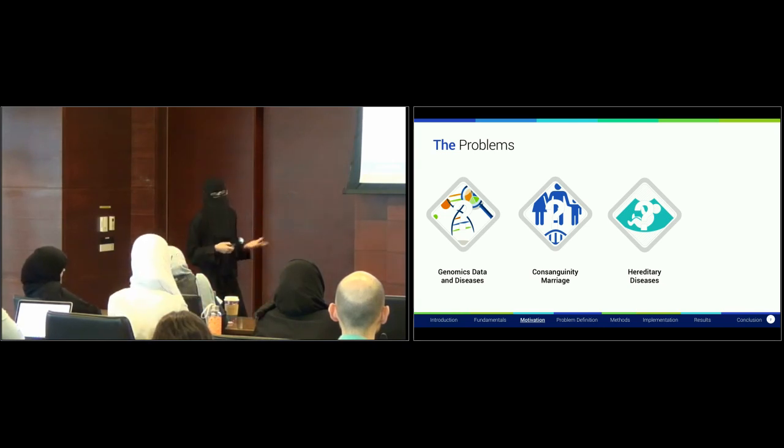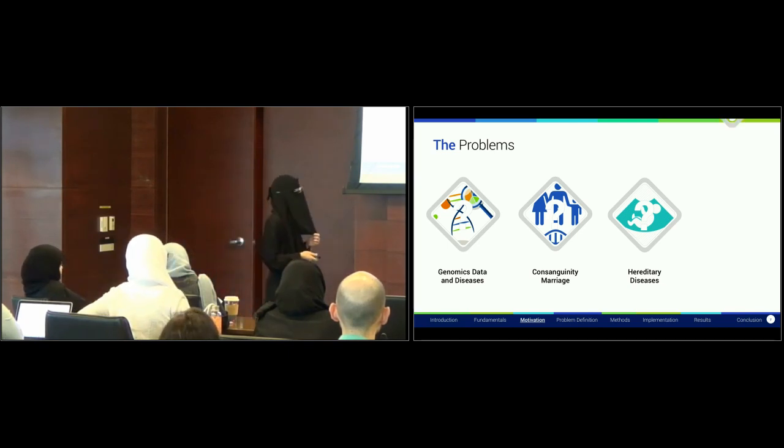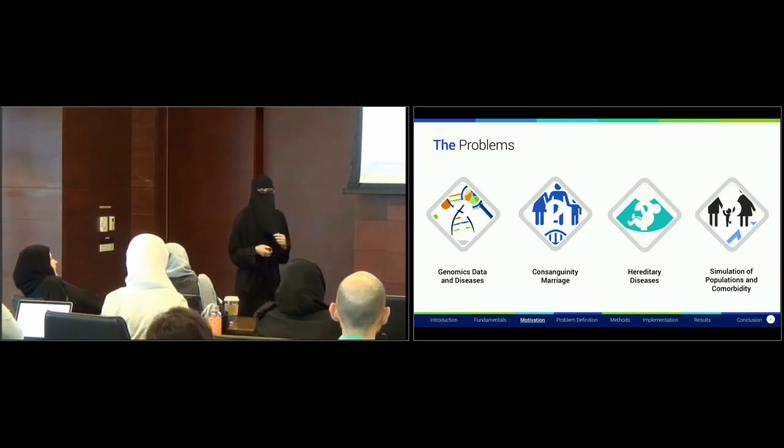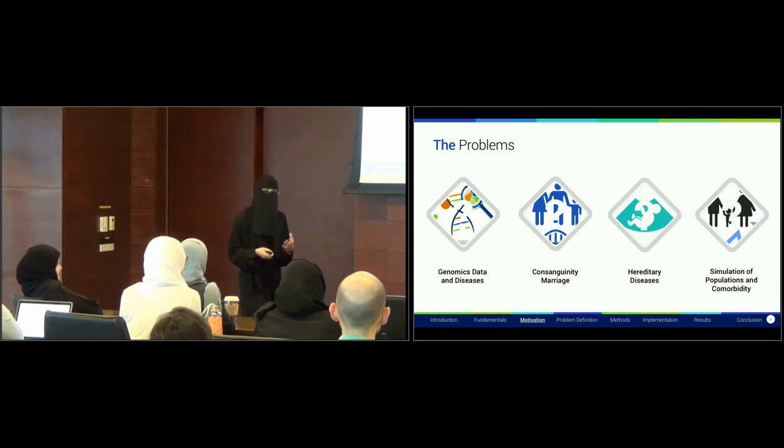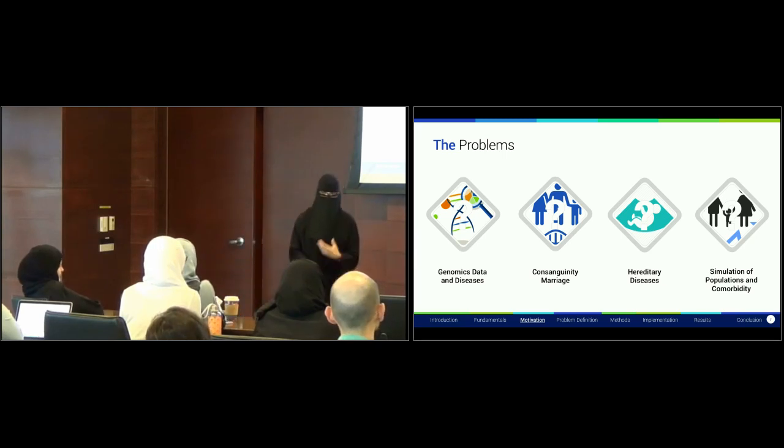While such a program is very important and addresses important health problems, it is limited to a few diseases. And I should say that not all consanguineous marriages will lead to disease, but at a very high rate they will cause either known or unknown genetic diseases. And the last thing, there is a lack of simulations of populations and comorbidities, in which there is more than one disease associated with a person.